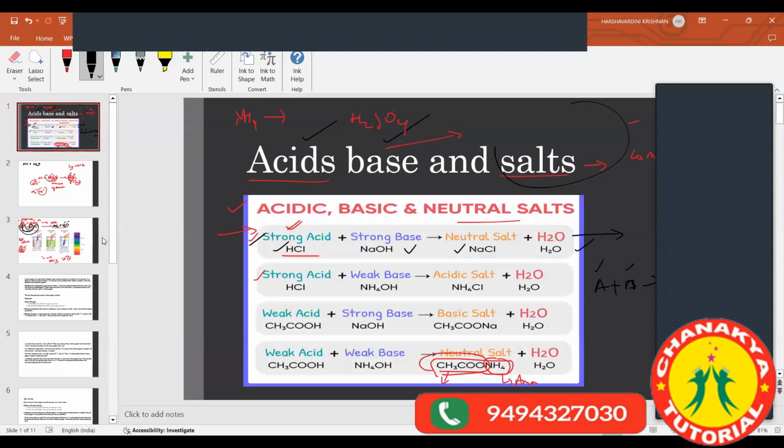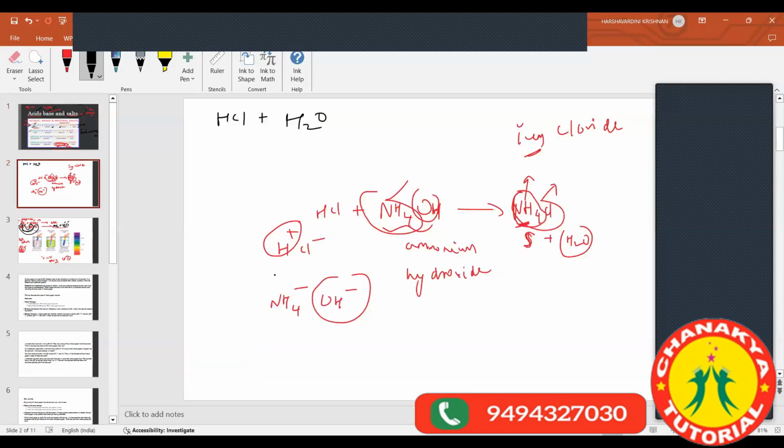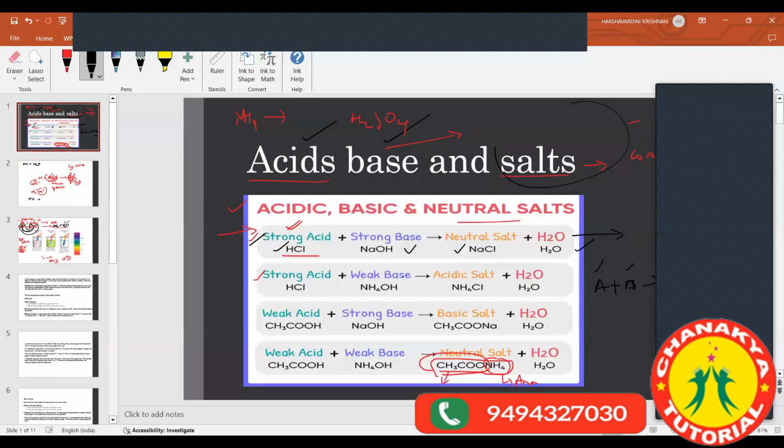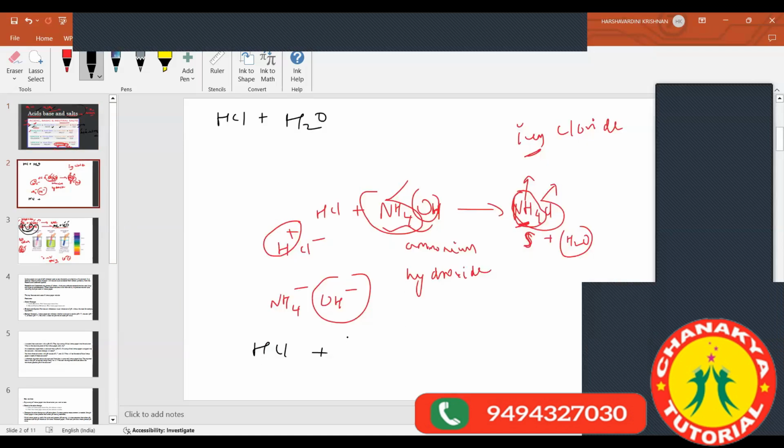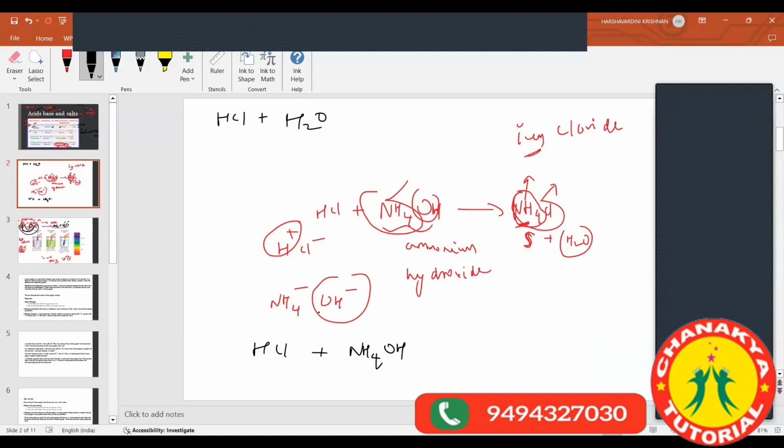So in the second one, we are taking a strong acid, that is HCl, and we are taking a weak base. In the first combination, we are taking a strong acid and a strong base. But in the second combination, we are taking a weak base. Weak base means not a highly reactive base. So NH4 and OH, NH4OH, is called ammonium hydroxide. The name of this is ammonium hydroxide.